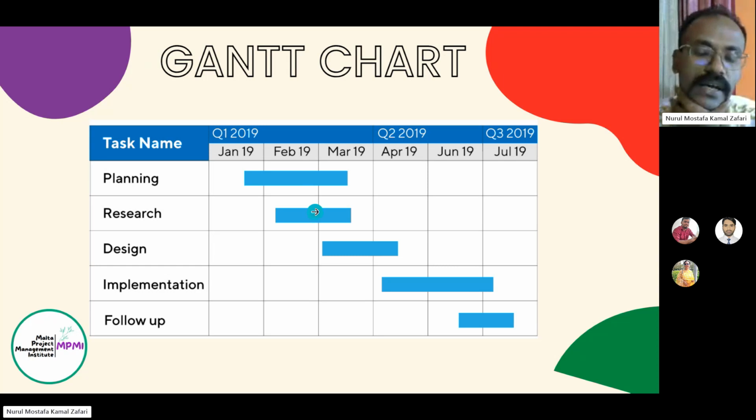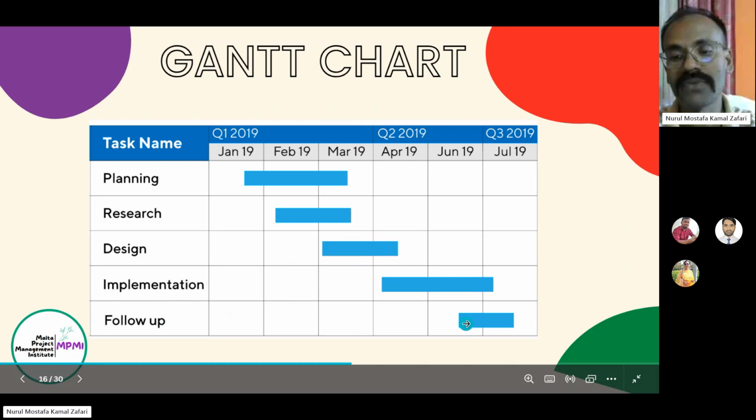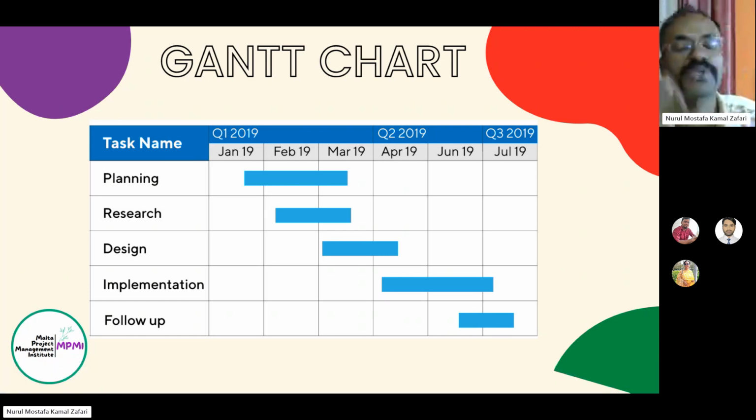Then research will start in February and will end in March. Then the design will start at the first week of March and will end in mid-April. Then implementation will start at the very beginning of April and will end in July. Then follow-up will happen from mid-June to mid-July. So this is the Gantt chart, a tabular presentation of an entire project through a timeline.